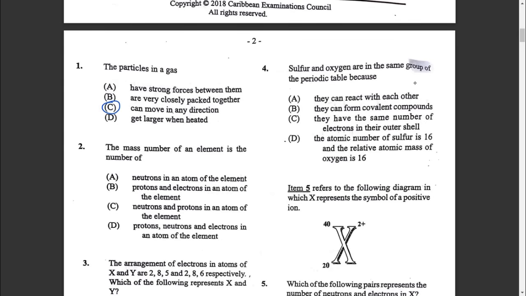Question 2. The mass number of an element is the number of protons plus neutrons. All right, so that's C.